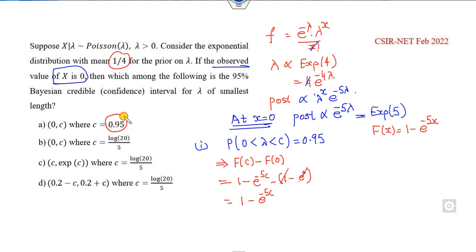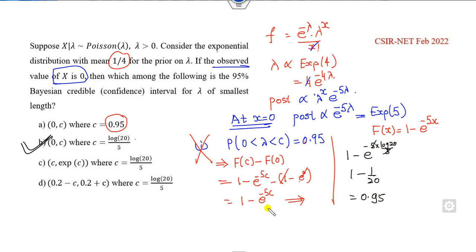If I take c is equal to 0.95, does it come to 0.95? No. First option is cancelled. Look at the second option. If I take c is equal to log of 20 by 5, so what will happen? 1 minus e raised to power minus 5 into log of 20 divided by 5. 5 will be cancelled out. 1 minus e to the power of minus log 20, that is 1 minus 1 by 20. You can see it's 0.95. So this option is the correct option.